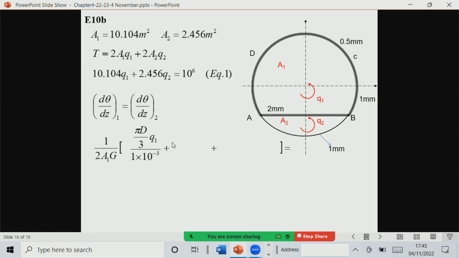So I start with these two shells. Each one of them is 1 millimeter and the central angle is 60 degrees each, so the total is 120 degrees. So it's a third of the cylinder, of this circle, which has a thickness of 1 millimeter. The shear flow in it is Q1, so multiply by Q1. So this is this plus this.